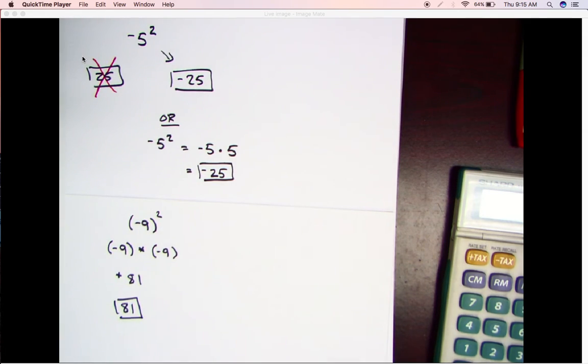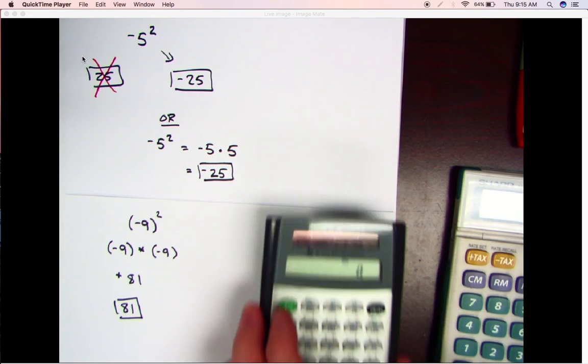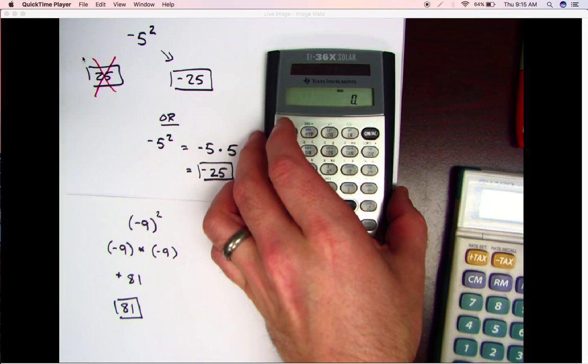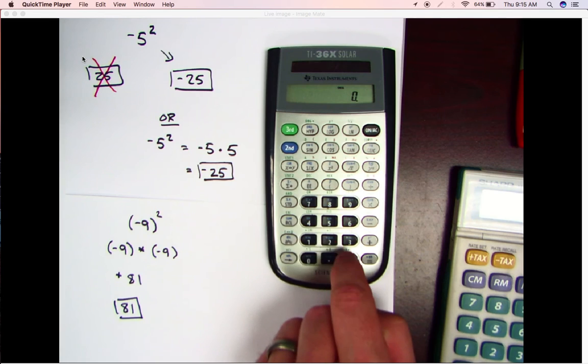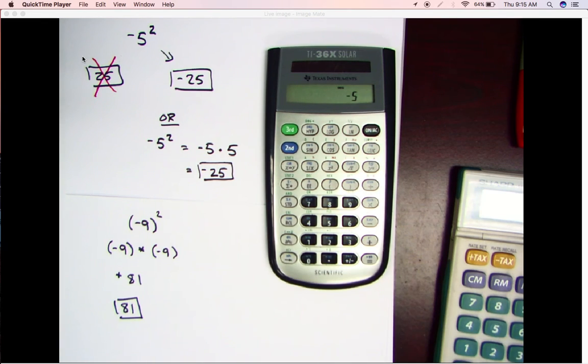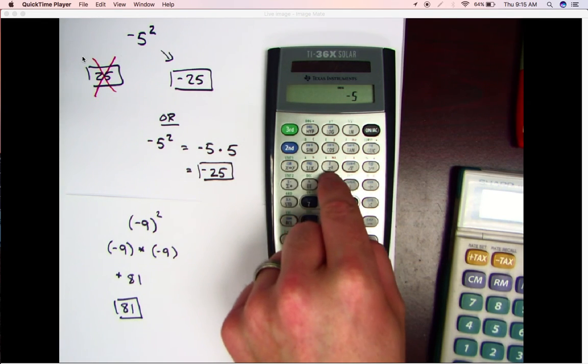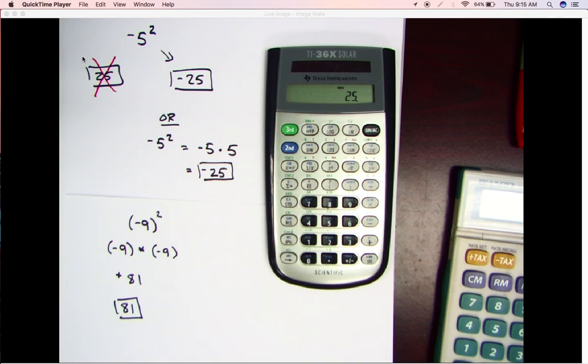Now, the reason why I'm really kind of hammering this real quick is because, let's say you have a calculator, and I want to do a -5 squared. So I'm going to hit this little square button. It gives me a +25. I put that on the test. It's going to be marked wrong.